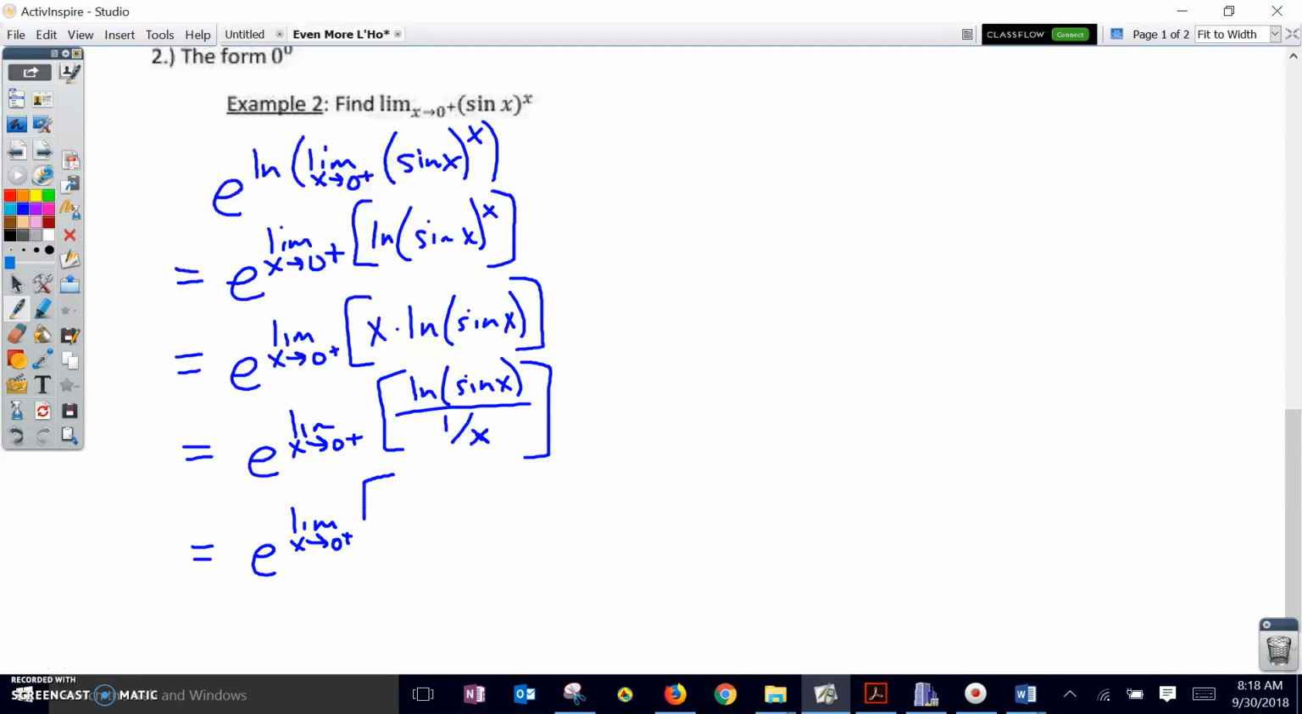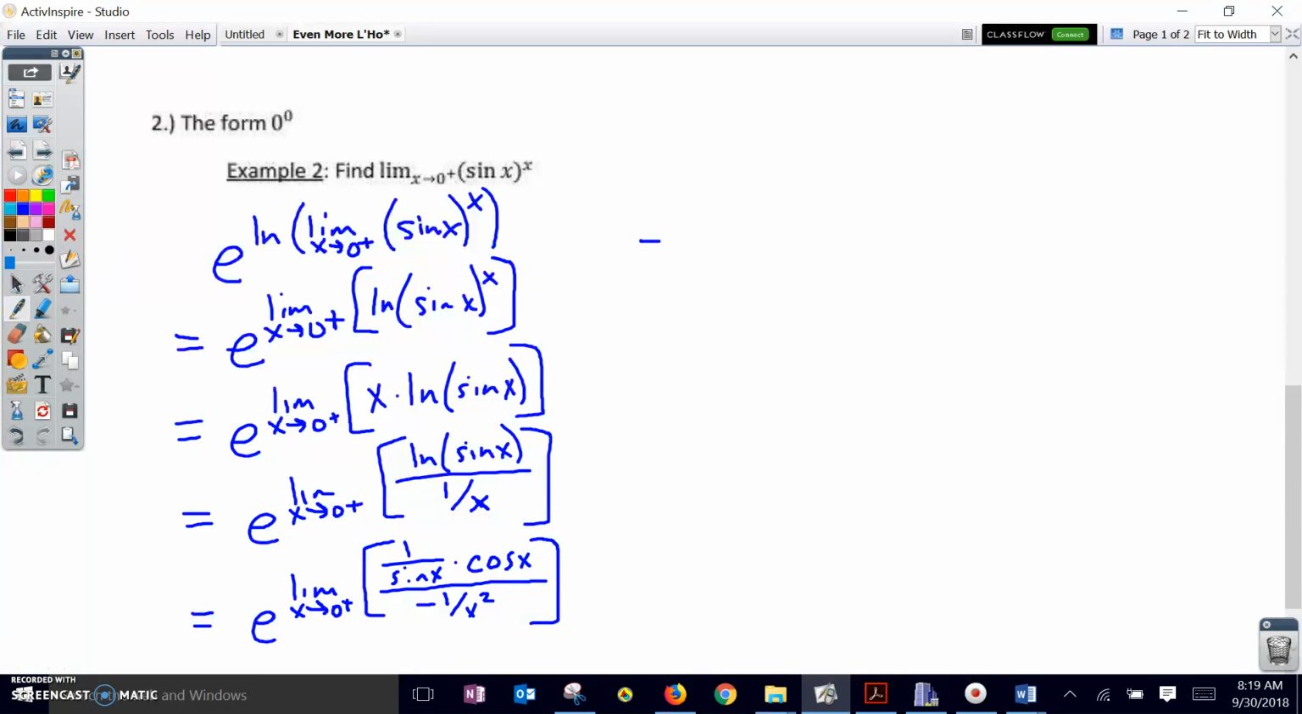And so we've got 1 over sine of x times the derivative of sine of x all over negative 1 over x squared. It's probably a good idea here for us to simplify this before we try and do anything else as far as evaluation goes. We've got e to the limit as x goes to 0 to the right of the opposite of cosine of x all over x squared sine of x.